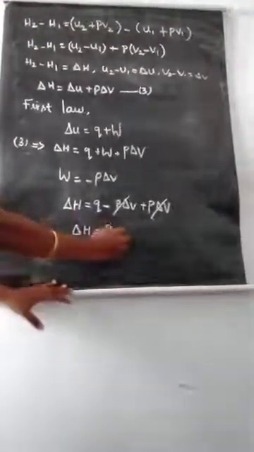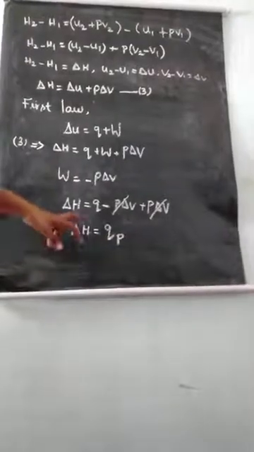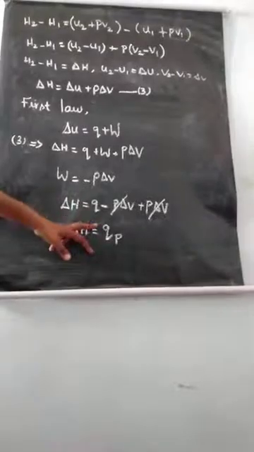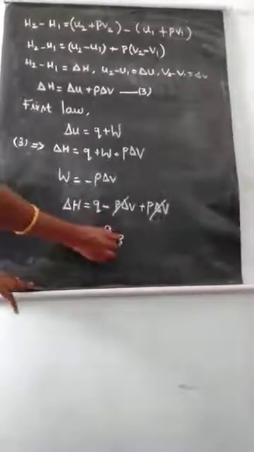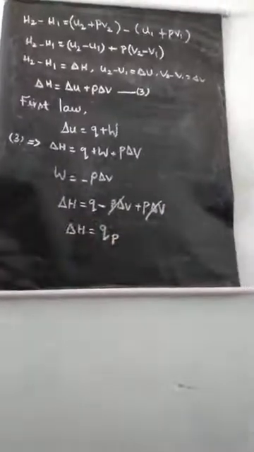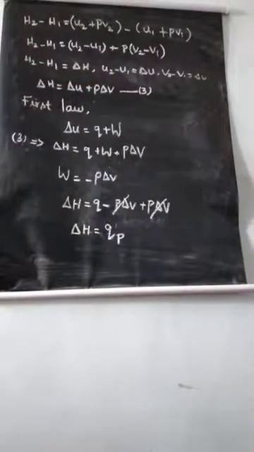And you already know this process takes place at constant pressure. So your answer is delta H is equal to QP. Here QP means the amount of heat absorbed at constant pressure. So this is the relation between enthalpy and internal energy. Understand this topic?